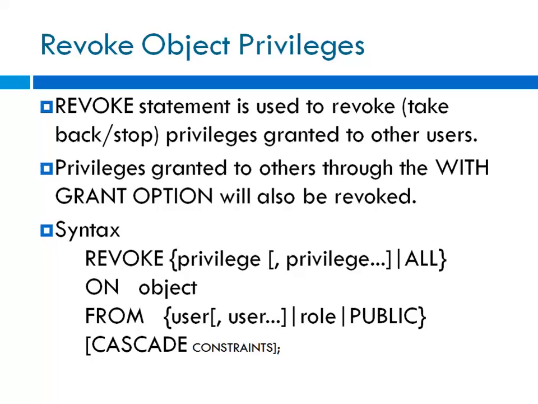So what is the syntax? You have to give the keyword revoke, then you have to specify the privilege, and you can revoke multiple privileges by separating them by commas. If you want to revoke all privileges, then you can give the all keyword, on the object, and from which user. Suppose you have given privileges to 5 users and you want to revoke from 2 users, then you can write those usernames here. You can give the user's name, you can give a role, and you can also give the keyword public, so that you take back the privileges on your data objects from everyone.